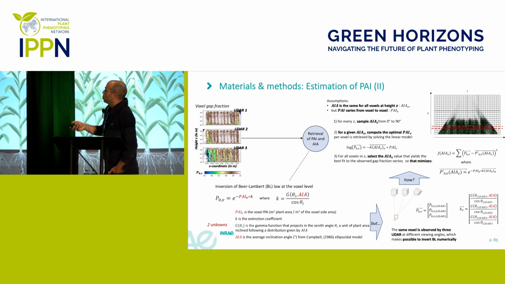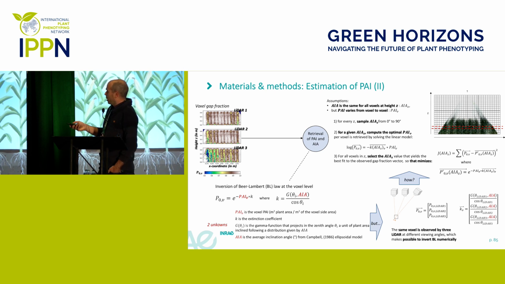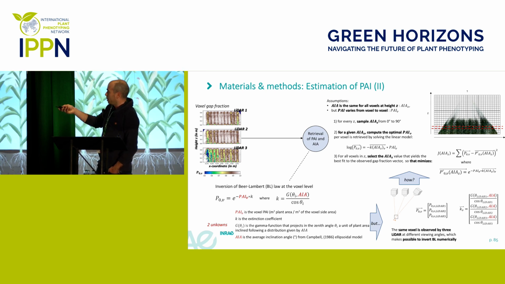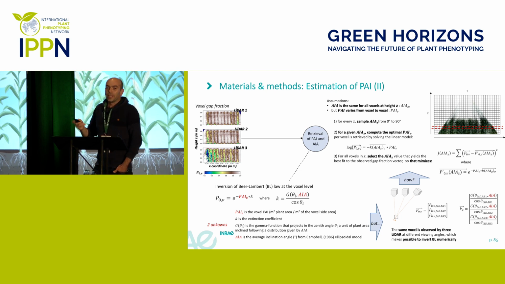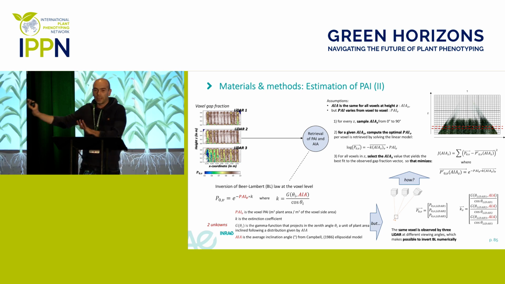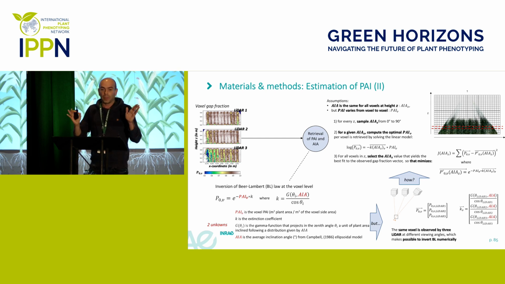The strategy is to sample for every set position. We sample the inclination angle from 0 to 90 degrees. For a given inclination angle, the PAI can be solved numerically by solving this linear model. So what we have just to do is to select the average inclination angle that produces the best fit between the observed and the model data. This is a little bit technical. I'm not going too much in detail, but if you are interested more specifically in some questions, please ask me later.